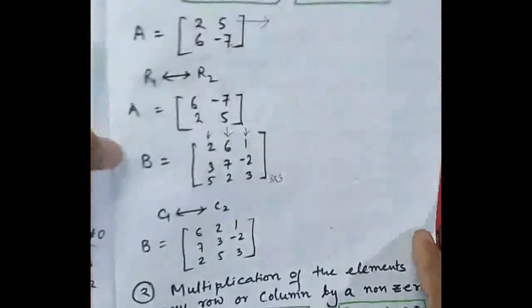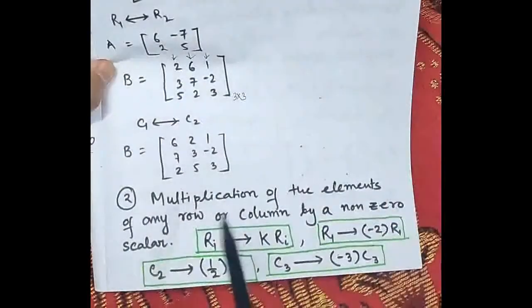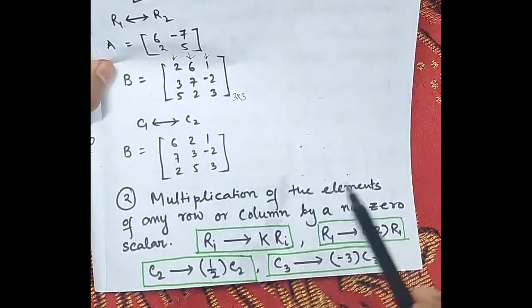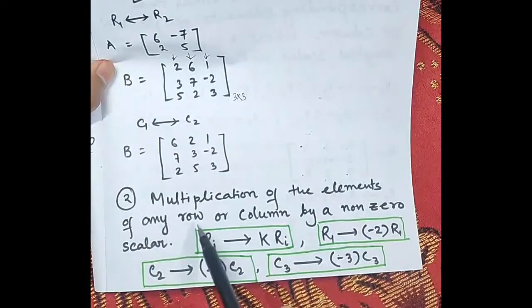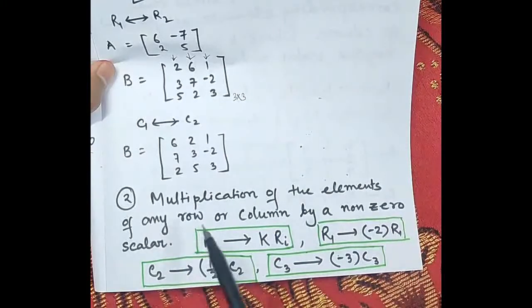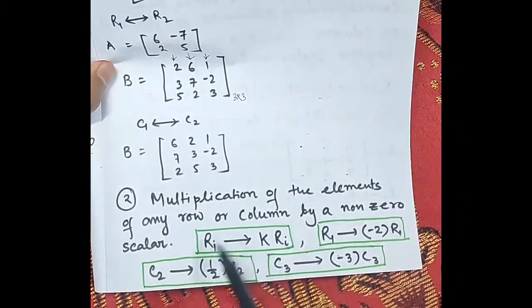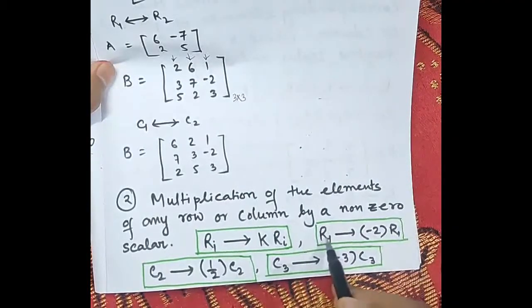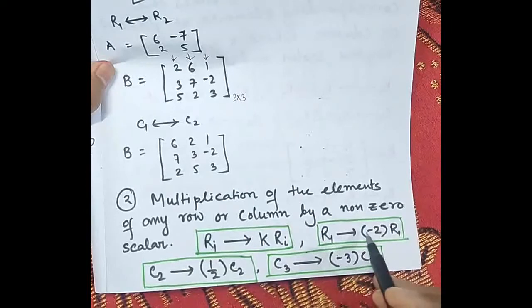Next, operation number 2. What is that operation? Operation number 2 is multiplication of the elements of any row or column by a non-zero scalar. See, in this operation we are performing Ri changed to k into Ri, where k is any scalar, negative or positive. R1, we are changing this row 1 by multiplying minus 2 with row 1.